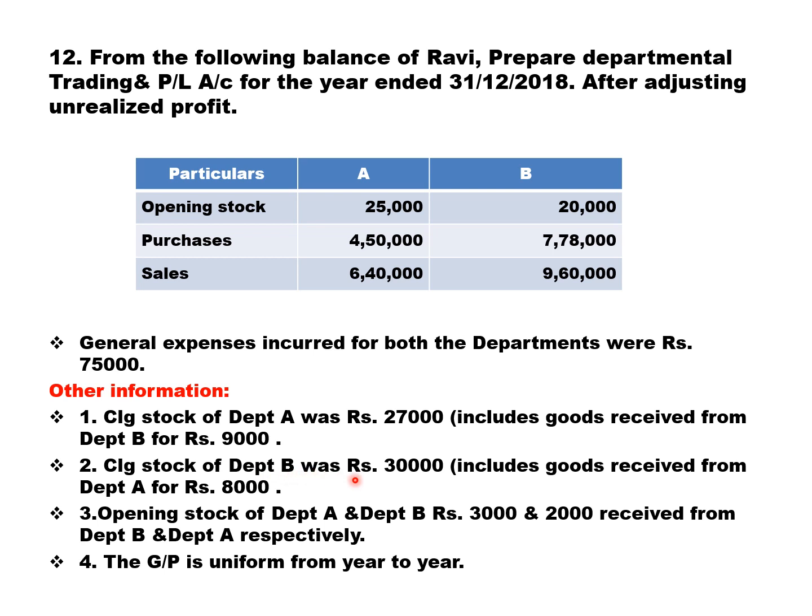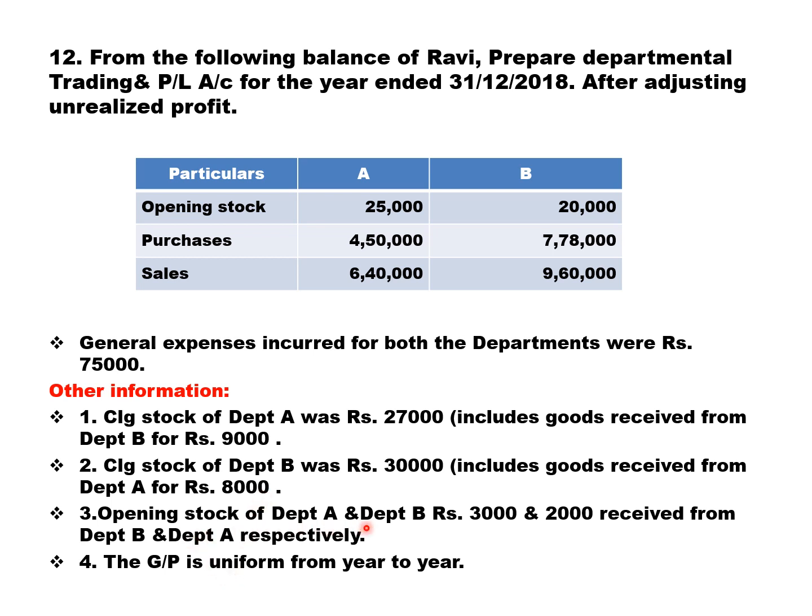Closing stock of department B was 30,000, which includes goods received from department A 8,000. So opening stock of A and B is given, closing stock of A and B is given in the adjustment. So closing stock of B was 30,000. In that 30,000, 8,000 is the amount of goods transferred from A to B. So A has transferred the goods to B at invoice price, which includes profit. So profit needs to be adjusted from 8,000. Percentage of profit will be from GP.